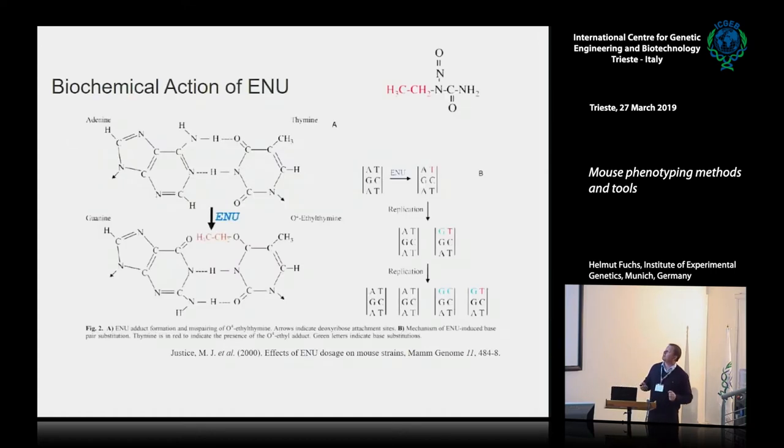Okay. Maybe we start just to give you an idea. This is ENU. Normally urea has a second NH2 group right here and right there, and if you exchange in this second NH2 group one with an ethyl group and the other with a nitroso group, you have ethyl nitroso urea, and this chemical can interact with DNA. For example, right here you have a thymidine, and the ethyl nitroso urea acts with this group right there, and this finally will result in an exchange of a thymidine to a guanine by replication periods, and that's exactly what we try to use.